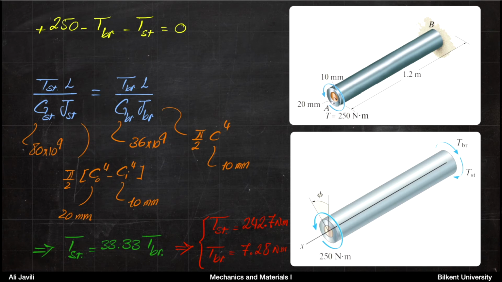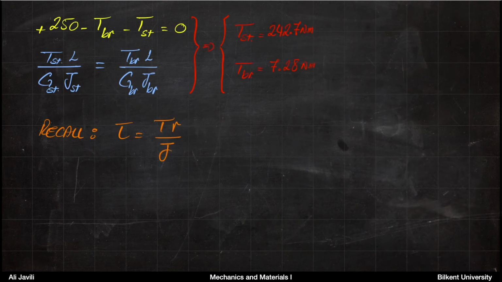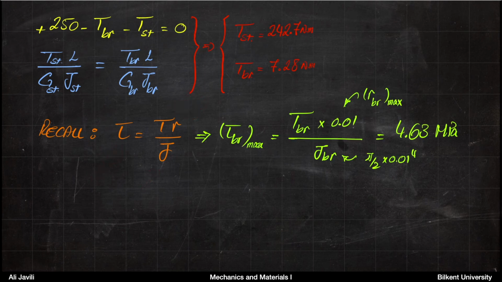Okay, so we have the torques now, but this is not what we were asked to do. We were asked to draw the shear stress distribution. Everything we have here is what we had done before. Now, to draw the shear stress distribution, recall the formula that we had before to relate the shear stress to torque. Shear stress tau is equal to TR over J, T being the torque, R the radius, and J the polar moment of inertia.